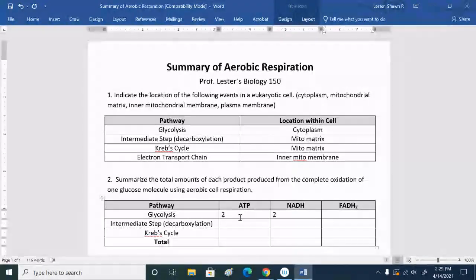Any FADH2? No. The intermediate step, is any ATP made in the intermediate step? No ATP in the intermediate step. What about NADH? Two. Any FADH2? No.